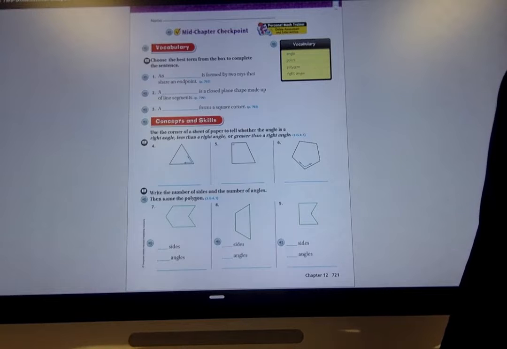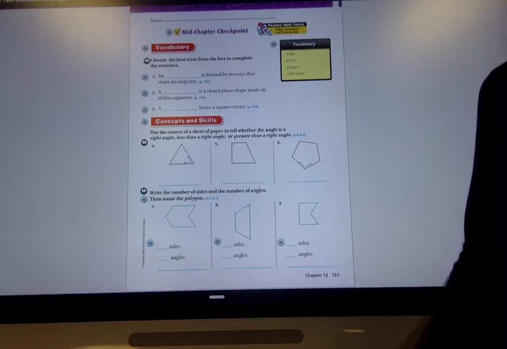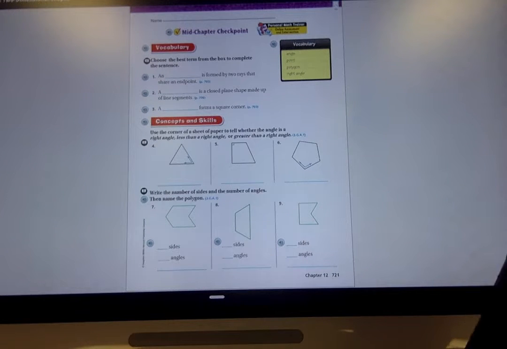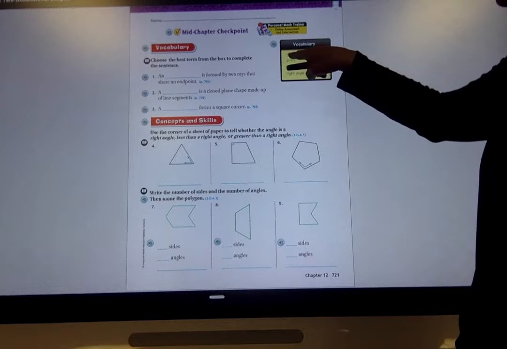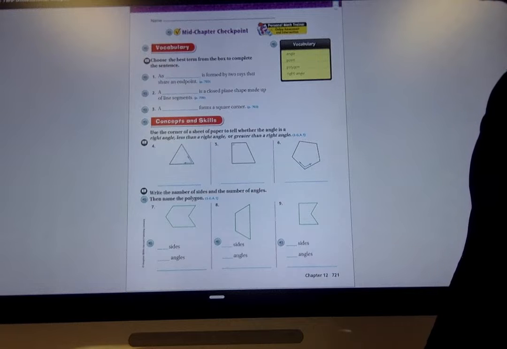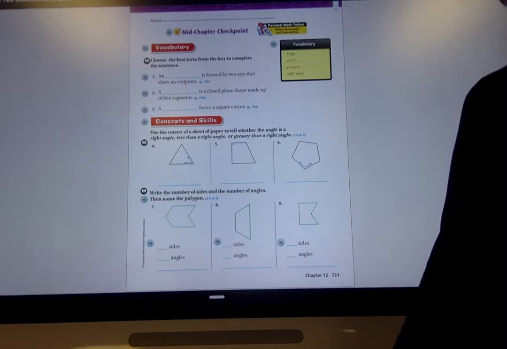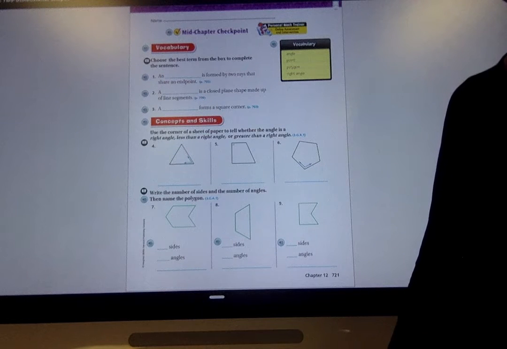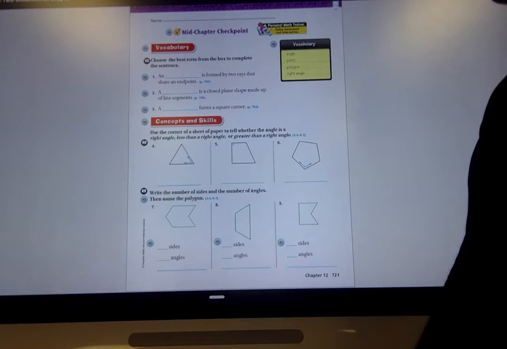Number one, oh, there's a clue there. A-N. We know it has to start with a vowel sound. So I think we know that an angle is formed by two rays that share an endpoint. That was a clue that made it very easy for us to choose the correct answer.